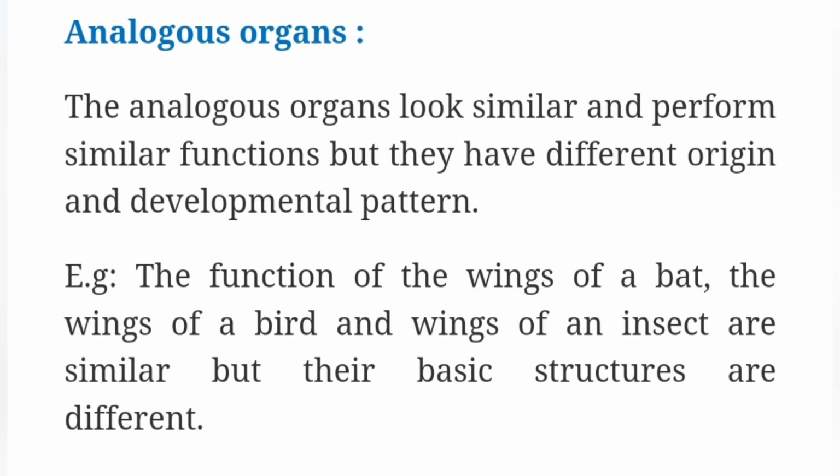Next one, analogous organs. Write it down differentiating them. The analogous organs look similar and perform similar functions but they have different origin and developmental pattern. Example, the function of the wings of a bat, the wings of a bird and the wings of an insect are similar but their basic structure are different.